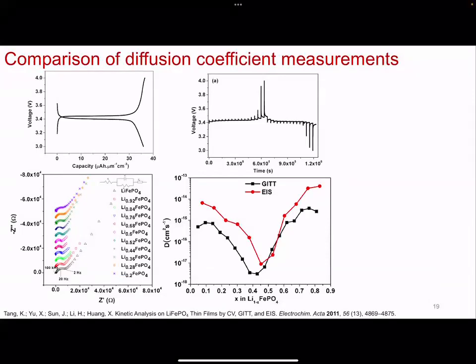This particular example is of lithium iron phosphate. And so the next part 2 goes into depth, this study that illustrates why one has to do GITT with care, especially for materials that undergo a 2-phase region almost immediately.